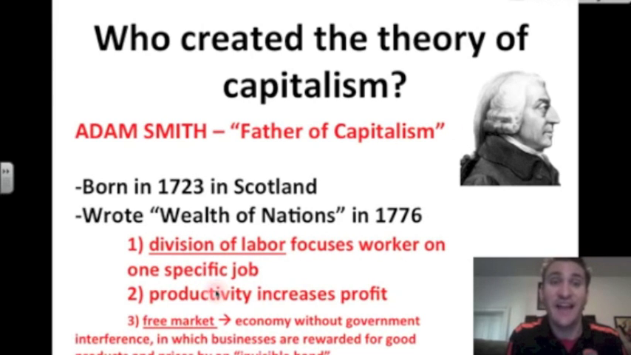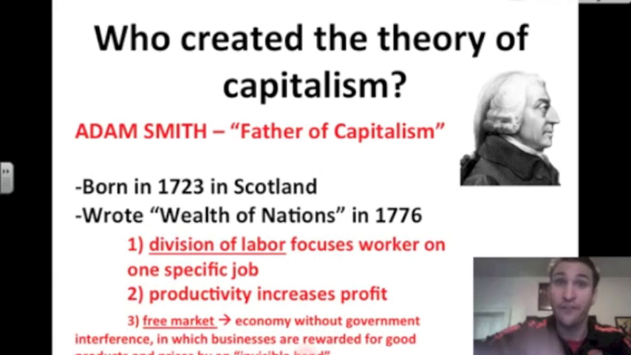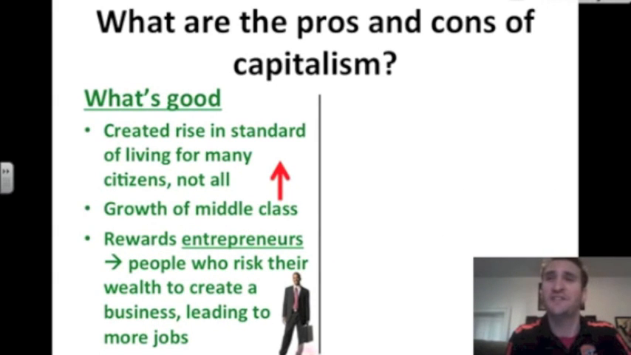And lastly, Adam Smith's Wealth of Nations talked about the free market. The free market is an economy that runs without government interference, and businesses are rewarded for good products and good prices by an invisible hand. People will go toward the good product and prices. And those who don't have good products and prices will fail. That's capitalism. What are the pros and cons of capitalism?